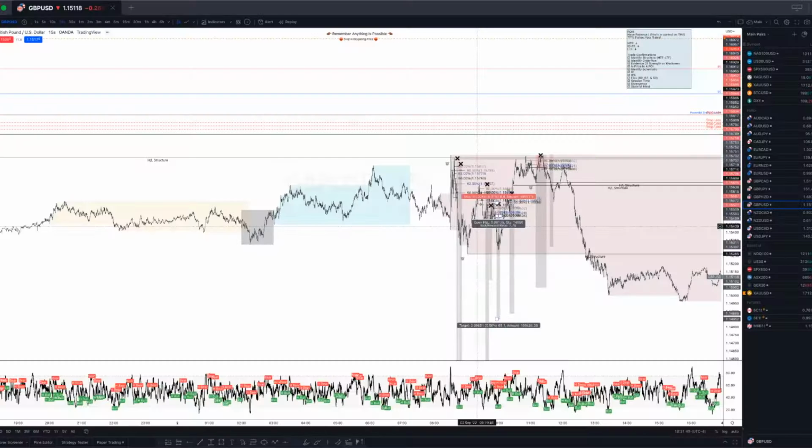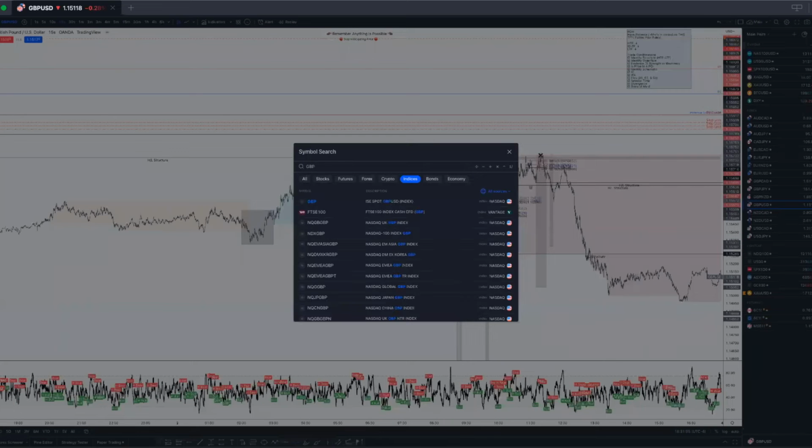All right. So what we are going to do is backtest today. Trades I missed on GBP USD. So GBP USD, I want to share a chart. Okay. Let's do plain chart. GBP USD.